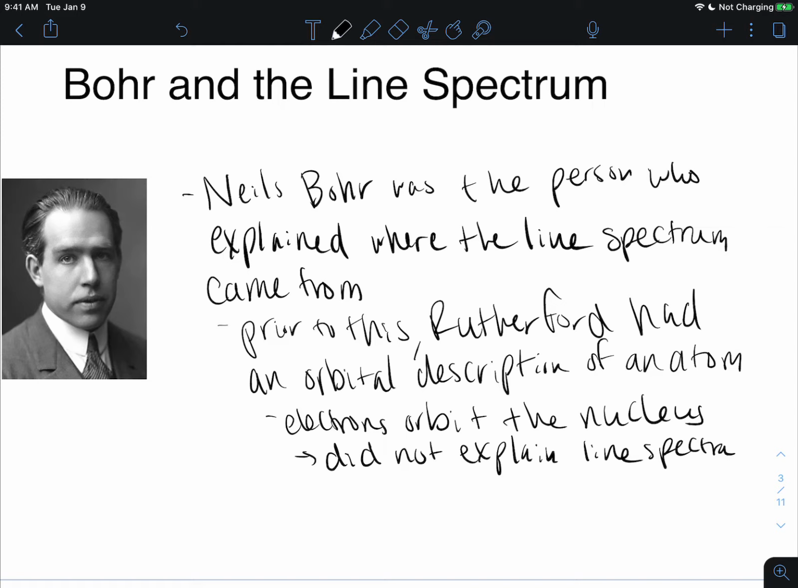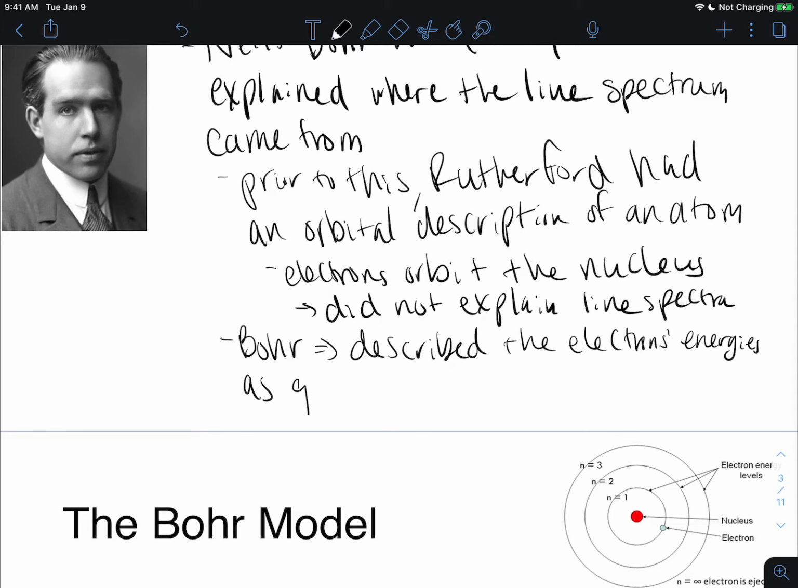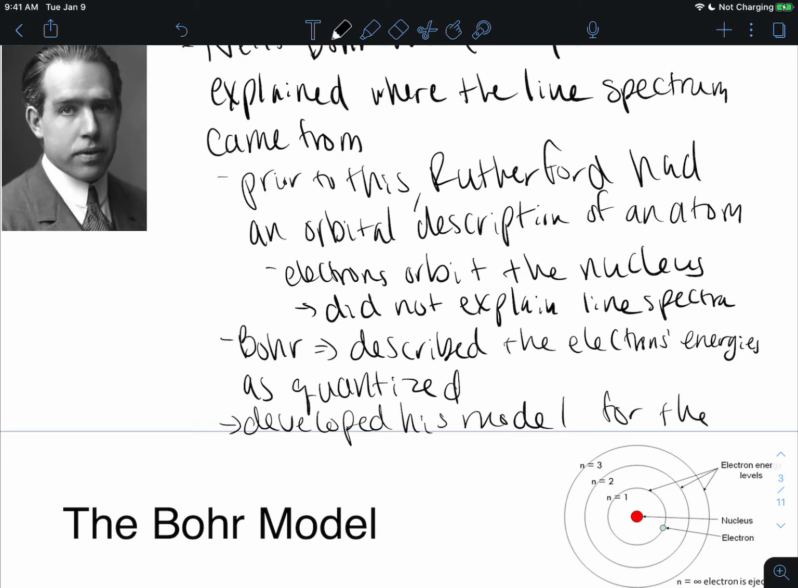However, Bohr adopted the idea that electrons within the atom are quantized, and he came up with his Bohr model. So he described the electrons' energies as quantized. And then he developed his model for the hydrogen atom.